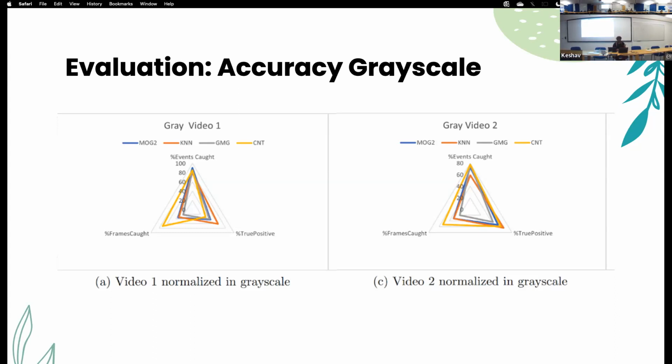Likewise, we can see in the red here that the KNN style, or the variable kernel density estimation background subtractor, typically performs better with regards to the true positive detection rate of the pollination frames.